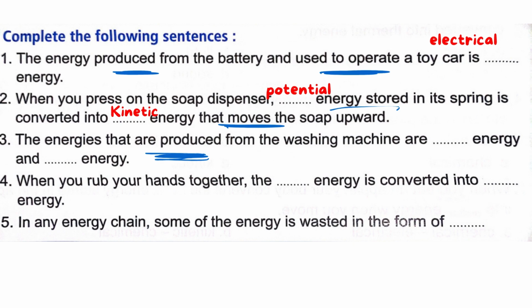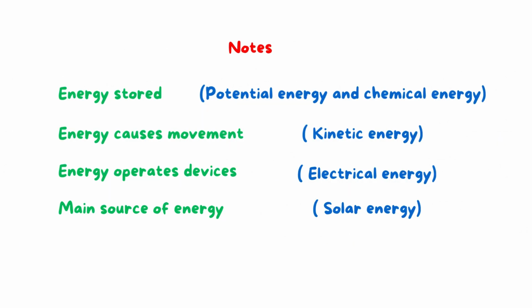Energy that is stored, most of the time, is potential energy or chemical energy. Energy that causes movement is kinetic energy. Energy that operates the devices is electrical energy. The main source on the earth for the energy is the solar energy. I want you to understand and keep this information, okay?